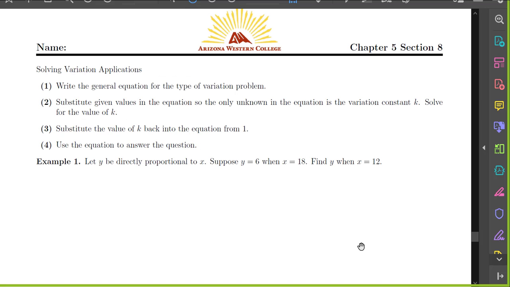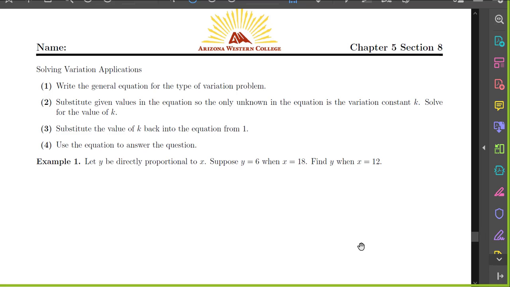So in Chapter 5, Section 8, we're going to be talking about solving variation problems. A couple of things before we get started. We're going to introduce a four-step process for solving variation problems. I know that some of the variation problems that we've seen in the past are actually direct proportionality problems, and they can be solved using that method. Unfortunately, that method does not generalize well.